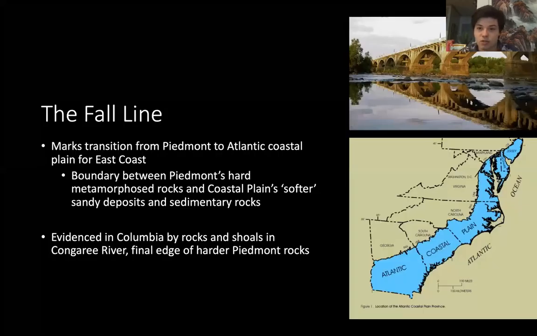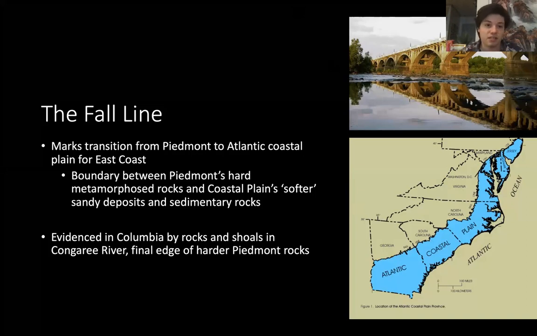And then the second major topic we want to talk about is the fall line. The fall line marks the transition from the Piedmont to the Atlantic coastal plain up the East Coast. You can see a map of that here. And it is the boundary between the Piedmont's harder metamorphosed rocks and the coastal plain's softer sandy deposits and sedimentary rocks.